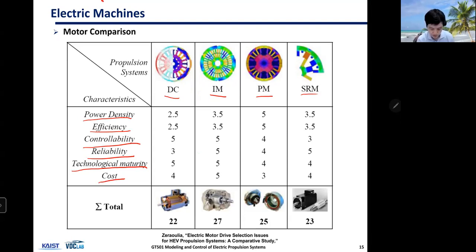and so forth. So looking at these scores, you can see that DC machines have relatively low power density and efficiency, but have good controllability and technological maturity. Induction machines have very good controllability, reliability, and cost, and so forth, but relatively weak power density and efficiency. But if you use permanent magnet machines, they can give you higher power density and efficiency, but their controllability, reliability, cost is somewhat lower than induction machines.